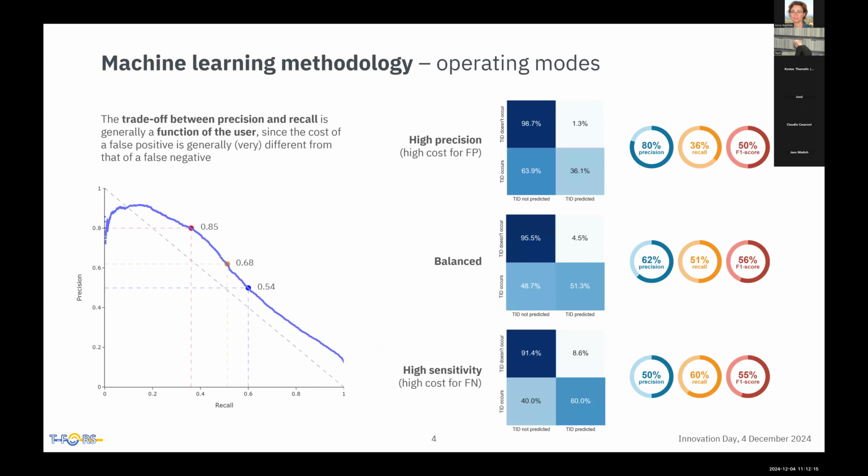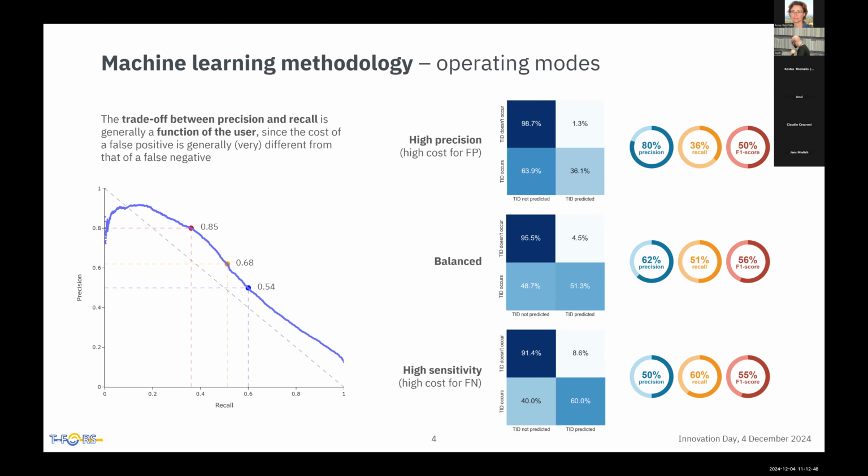So at the end, we came up with 3 different operational modes: high precision, balanced, and high sensitivity. The user can select the different operational modes. The first one, high precision, is the one to be selected when the user has a high cost for the false positive. So if you want to minimize the false positive, you should select the high precision operational mode for the model.